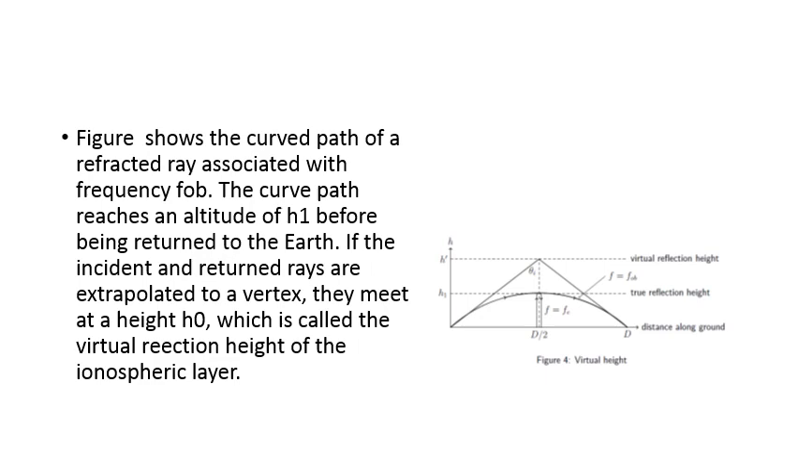This figure shows the curved path of a reflected ray associated with frequency f. The curved path reaches an altitude of height h once before being returned to Earth. If the incident and reflected rays are extrapolated to the vertex, they meet at a height called h0. This is called the virtual reflection height of the atmospheric layer, by which you can send a signal from one place to another. You are sending the signal from here, and here it is reaching, and it is bending here due to the atmosphere.